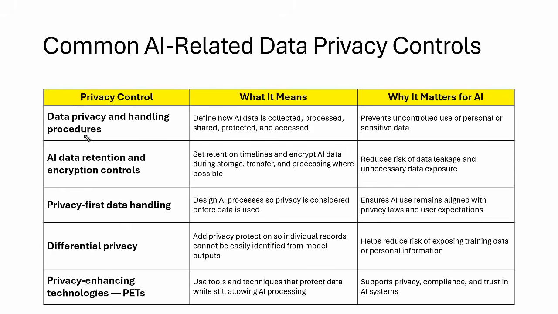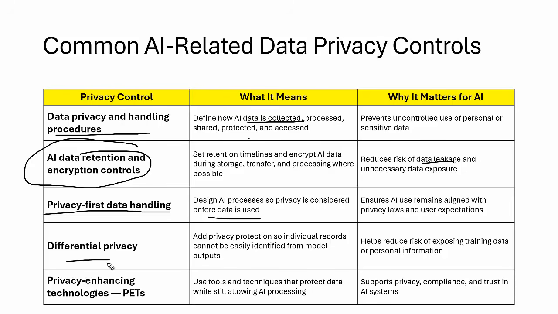Now we need to introduce a data privacy handling procedure, because that defines how data is collected, processed, and shared. Why? Because if we don't have a standard process, there can be uncontrolled use of personal data. Make sure when you're collecting data, you encrypt the data. You set the retention timeline of the data, because if you set this, you can reduce the risk of data leakage. Prevent over-handling of data, which is called minimization. So design the AI process so privacy is considered before data is used. We need to ensure AI use aligns with privacy law and user expectations.